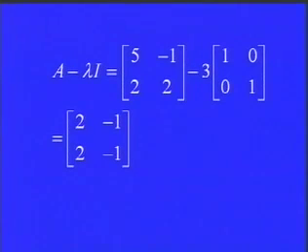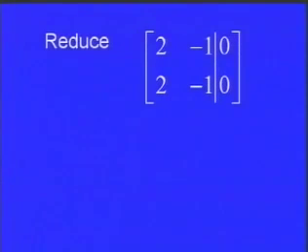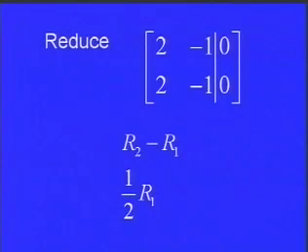All right, now next I wanted to reduce this with zeros on the right. So you put [2, -1; 2, -1] on the left, zeros on the right, just like it's an augmented matrix, and go through your steps. I'm not going to show you all the different steps, obviously, this is a pretty quick one. But the step that you'd want to do is row 2 minus row 1. That's going to give you zeros all the way across the bottom row. And then half of the top row is going to make it a 1 in the first position.